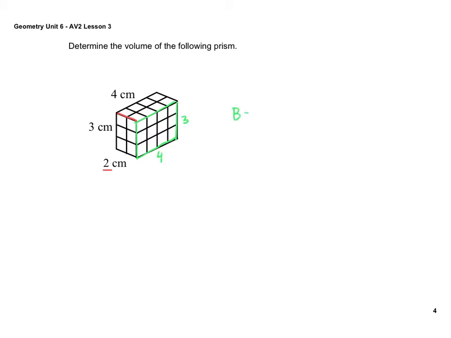So the area of my base would be 3 times 4. And of course, the height would be 2. So our volume would be 12 times 2, giving us 24 cubic centimeters. Pretty basic example. Let's get to some that are more complex.